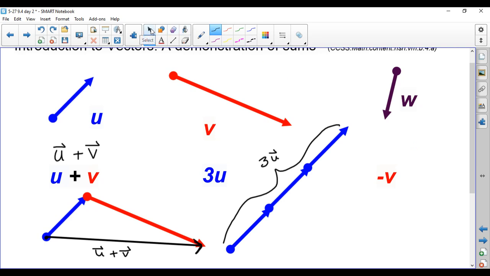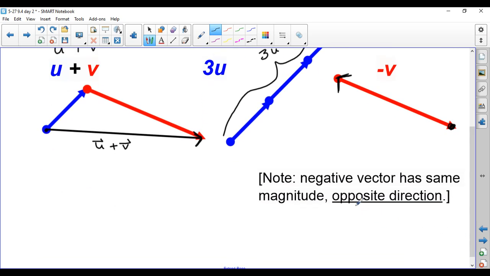Another thing we want to introduce here is a negative vector. So negative v. V is the vector that goes down and to the right with this magnitude. Negative v is going to go in the exact opposite direction. It has the same magnitude, but goes in the opposite direction. So we're going to change where the initial and terminal points are. A negative vector has the same magnitude, but the opposite direction.